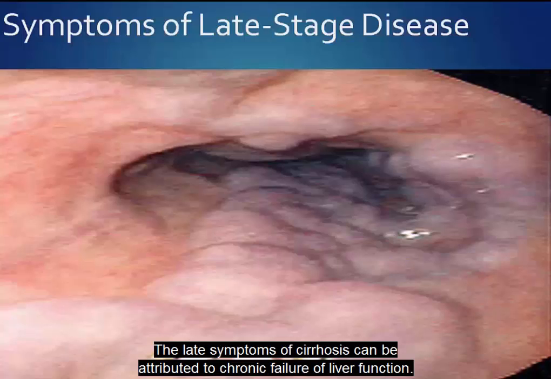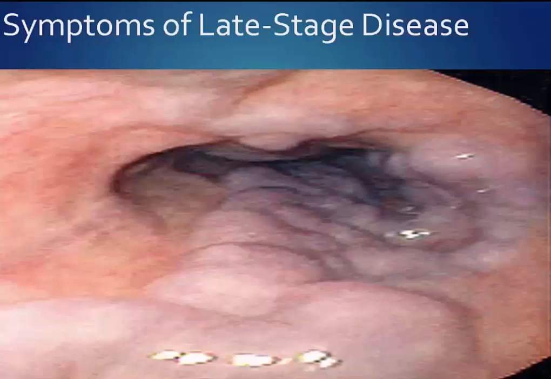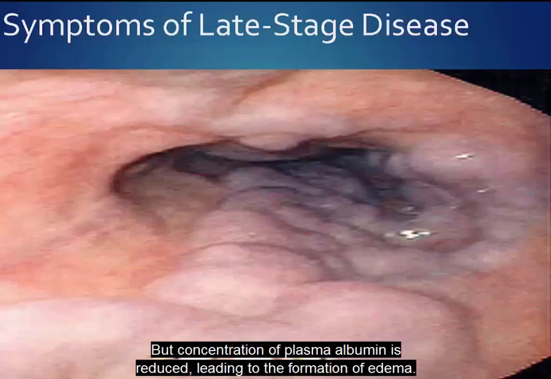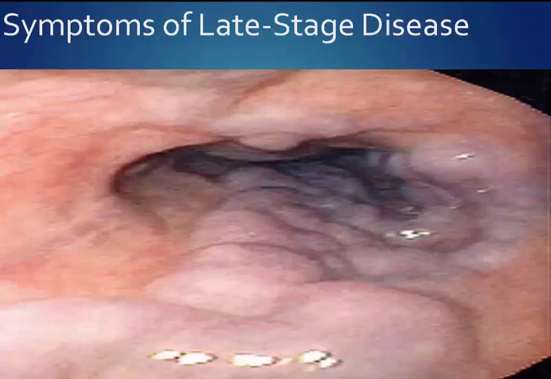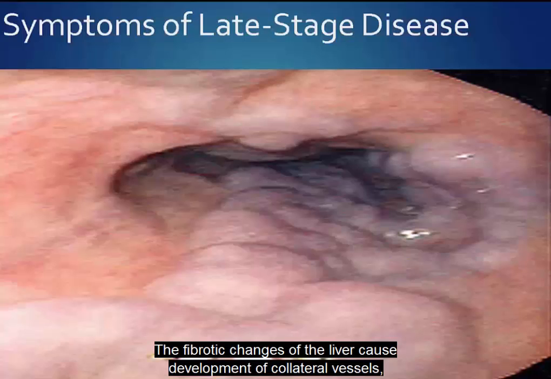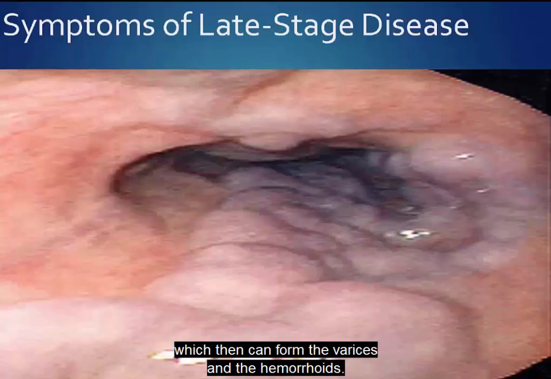The late symptoms of cirrhosis can be attributed to chronic failure of liver function. The concentration of plasma albumin is reduced, leading to the formation of edema. The fibrotic changes in the liver cause development of collateral vessels, which then can form the varices and the hemorrhoids.